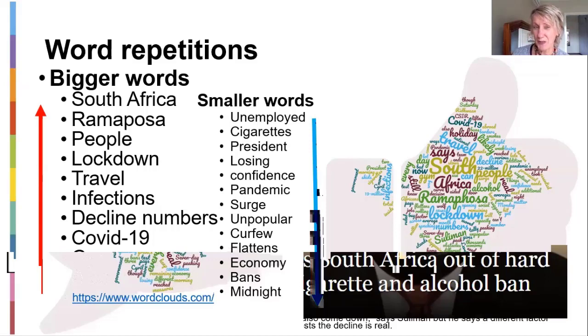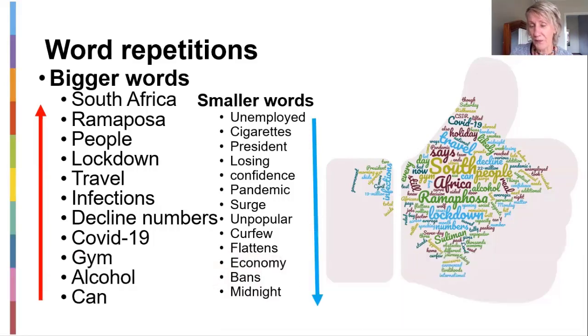The present wasn't used. Losing confidence, the pandemic, the surge, unpopular, curfews, flattens, economy. I don't want to speak about the economy. You want to speak about bans. You don't want to speak about midnight. So all of those were smaller words, and you can go look at all of them there. You can see the ones that he never emphasized or repeated are the small words, but the ones that he wanted people to remember are the ones that he used a lot.